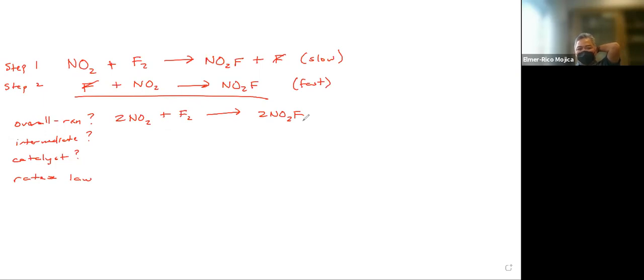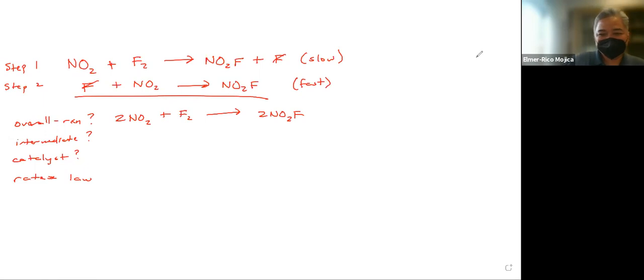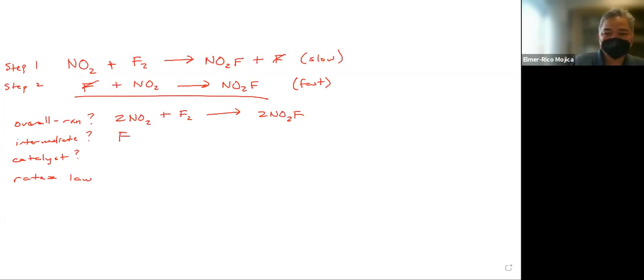Do we have an intermediate? Anyone? Fluorine. Okay, we have. It's the fluorine atom. It appears in the initial step and then disappears. It was produced and then used. Do we have a catalyst? The answer is no.